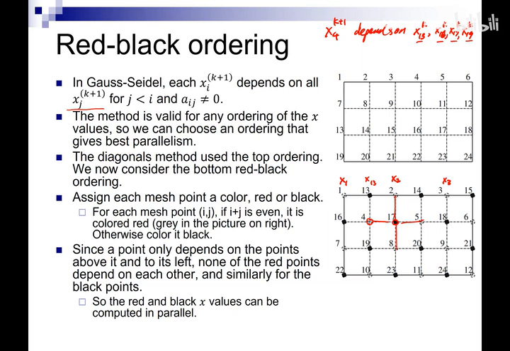Therefore, using this red-black ordering, you can compute all the red points in parallel. That's half of all the points you can do in parallel, and then the other half of the points you can also do in parallel. So this gets you much better parallelism than the diagonal method. With the diagonal method, at most you could parallelize across the largest diagonal, which is roughly the square root of the number of points. But here, for the red-black ordering, you can parallelize across half of the points.